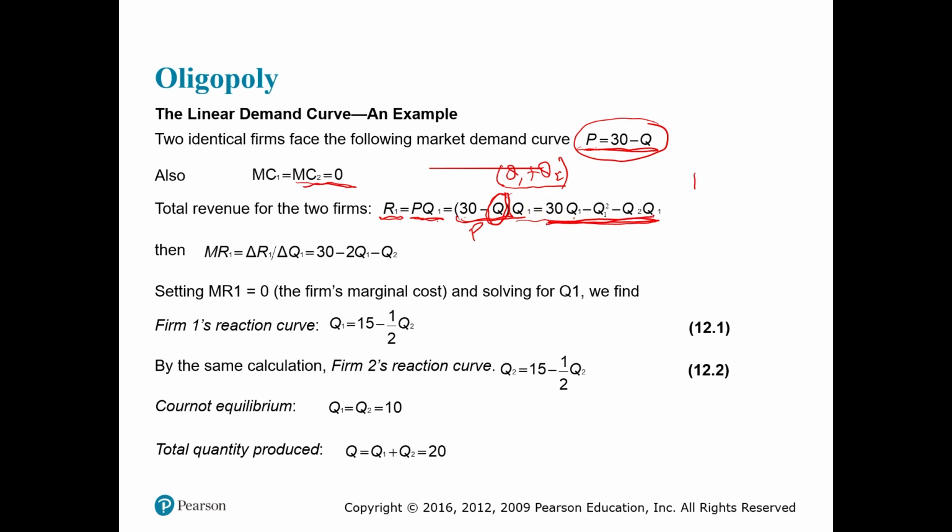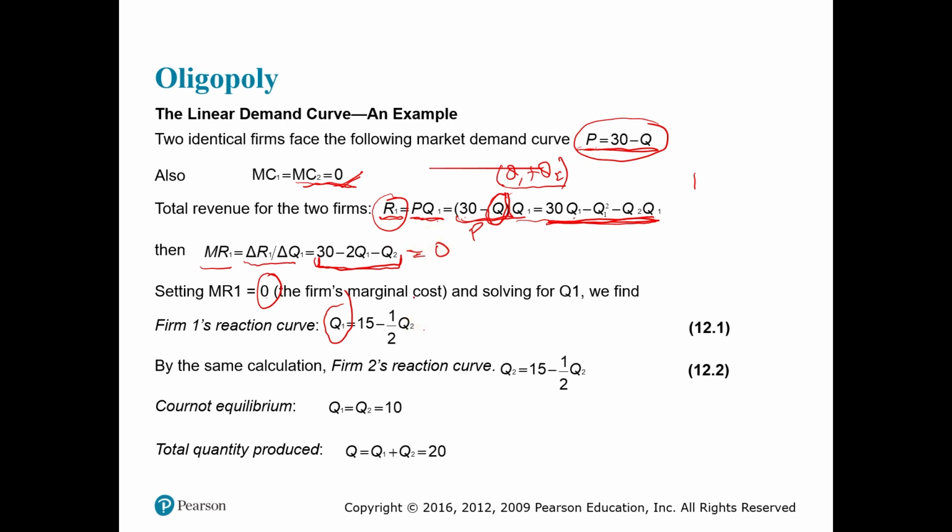Now this is the total revenue, so we can take out the marginal revenue when we differentiate R1 with respect to Q1. So we get the marginal revenue for firm 1, MR1. Marginal cost is 0. Setting marginal revenue equal to 0, because we already assumed marginal cost is 0, and solving, we get Q1, the quantity firm 1 has to produce, is 15 minus 1/2 Q2.